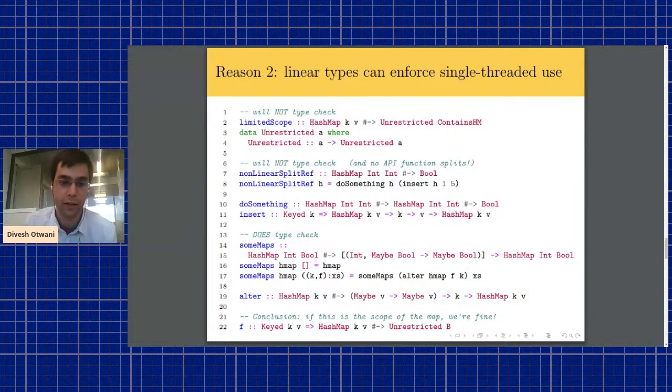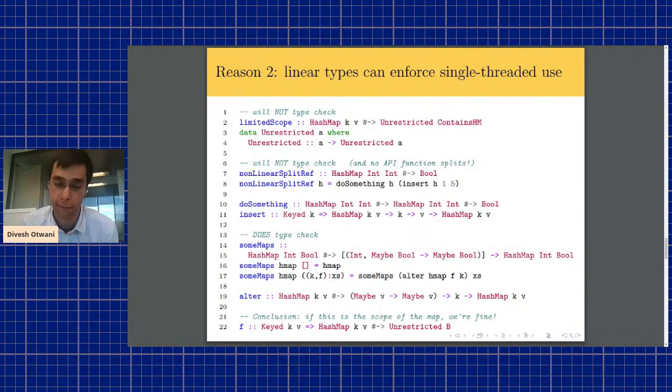And line 17, if you have some key and some function to do on it, you can recurse by calling some maps after you call alter, which, in line 19, takes the hash map, takes a function that does this operation on the value if it exists, maybe v to maybe v, and takes in the key, and then it takes in the rest to do. And so, again, the reason why this type checks is because GHC looks at hmap and says, is hmap using exactly one subterm of some maps? Yes, it is. The first subterm is not used in the second.